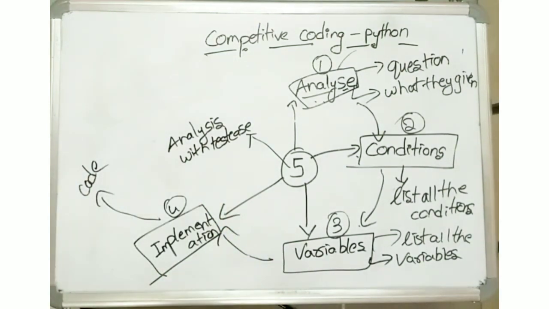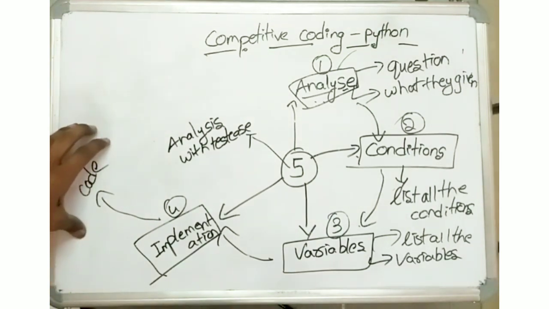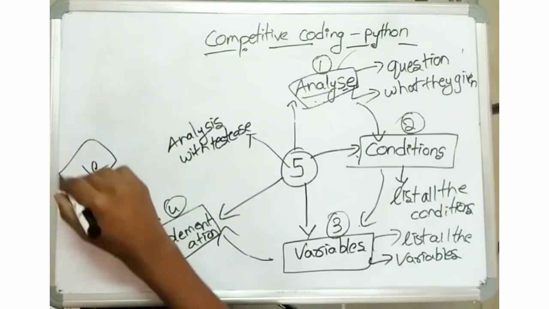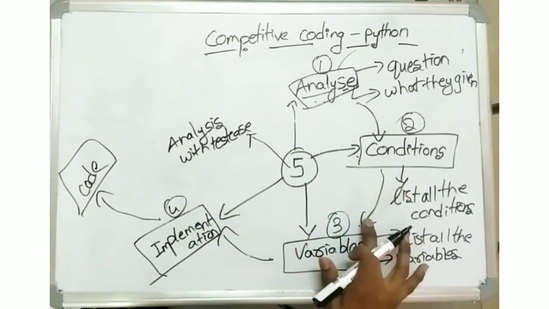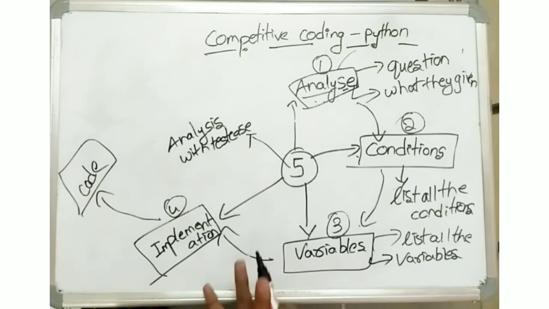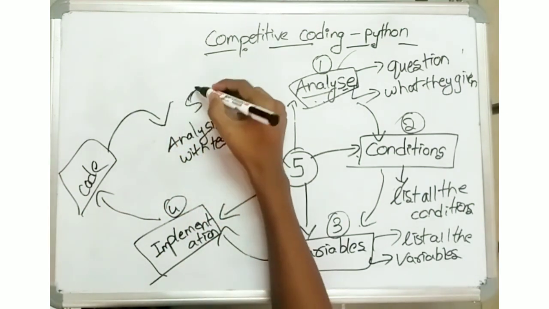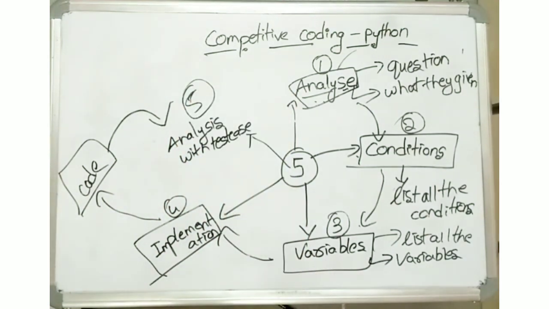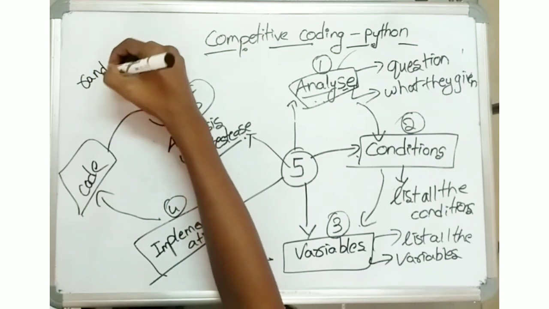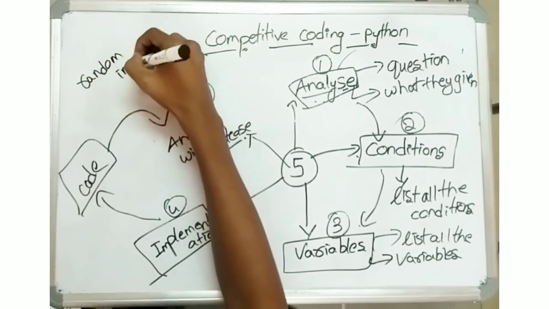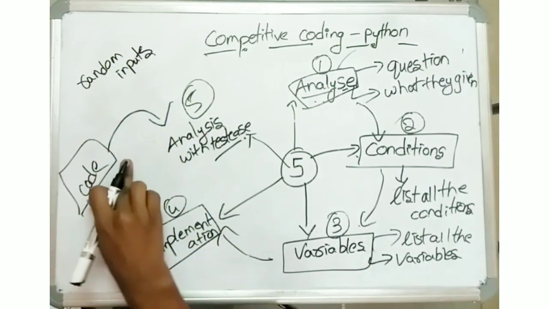What do we have to do next? Is this code correct or wrong? We don't know. We just designed the code based on our assumptions and perceptions only. But what we assume is completely different from what the computer assumes, right? So the step is analysis with test cases. What are test cases? We need to give some random inputs to the code.